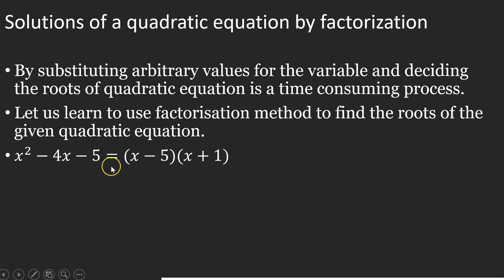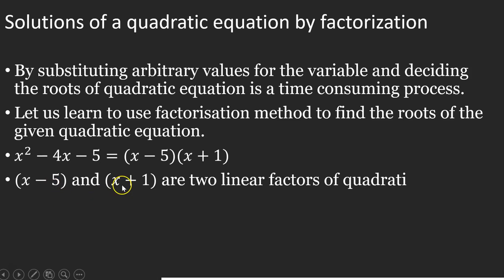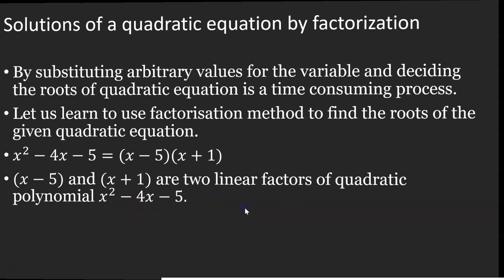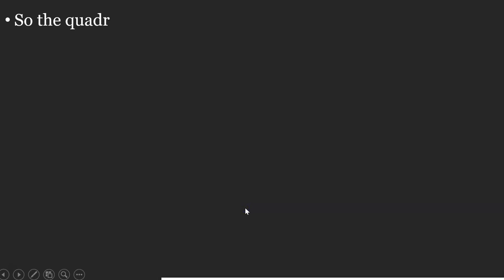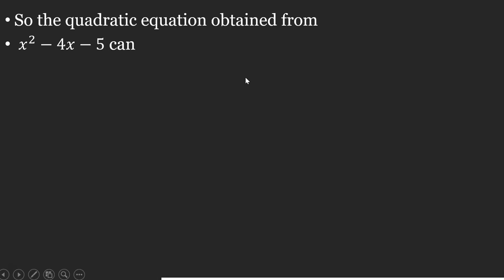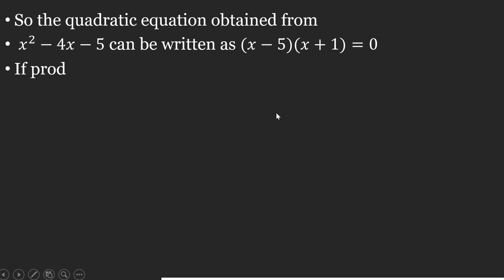x square minus 4x minus 5. What are the factors? In first bracket x minus 5 into x plus 1. Then we write here x minus 5 and x plus 1 are two linear factors of this quadratic polynomial x square minus 4x minus 5. So the quadratic equation obtained from x square minus 4x minus 5 can be written as x minus 5 in first bracket आणि second bracket मध्ये काय लिहिणार x plus 1 that's equals to 0.